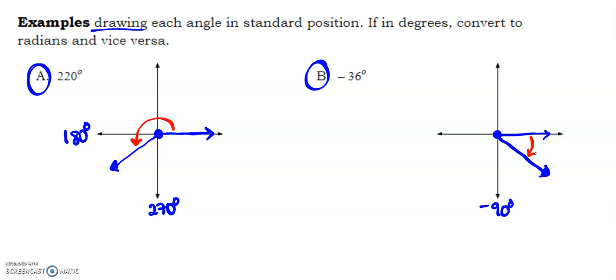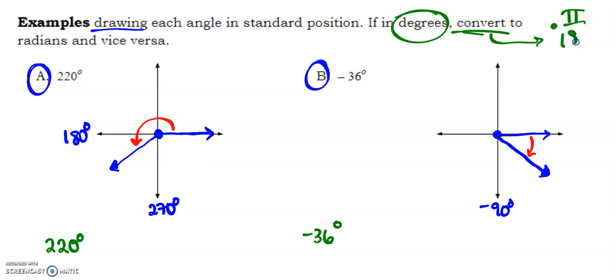Now, aside from saying to draw, it also says if in degrees, convert to radians. Well, right now we have 220 degrees and we have negative 36 degrees. The conversion from degrees to radians is to multiply by pi over 180 degrees, and that's exactly what we're going to do. So this is like 220 over 1, times pi over 180, okay?